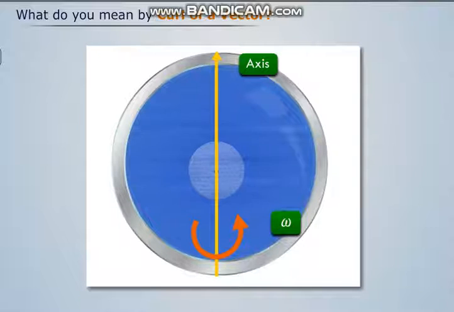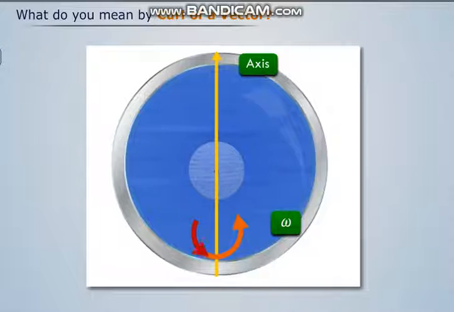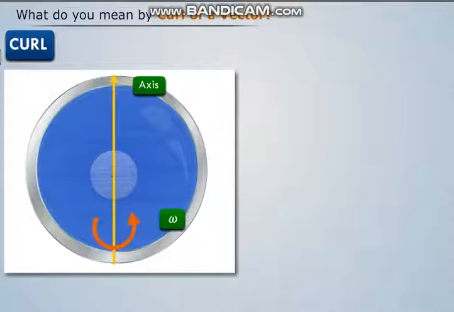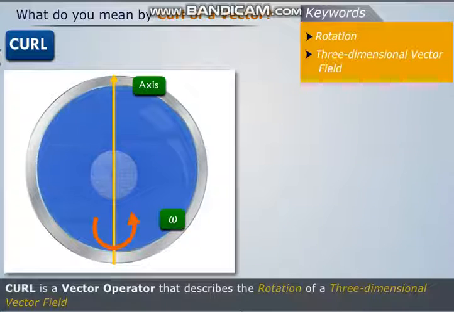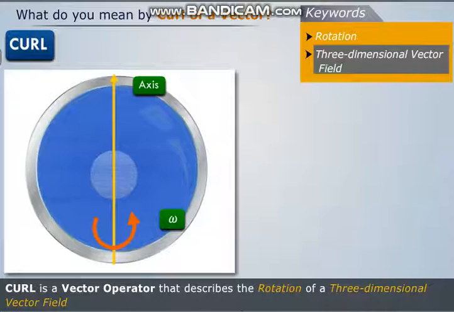Now, if we want to determine the direction of the rotational axis and the angular velocity of this ball, then we will use a vector operator known as curl. Thus, curl is a vector operator that describes the rotation of a three-dimensional vector field.